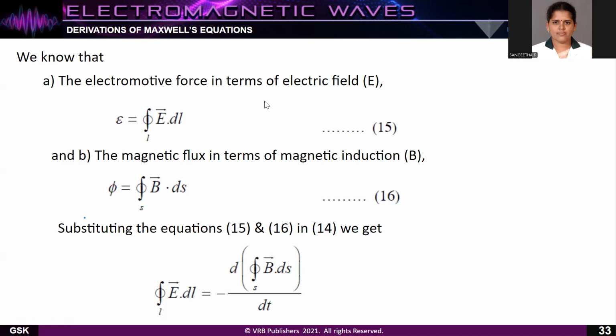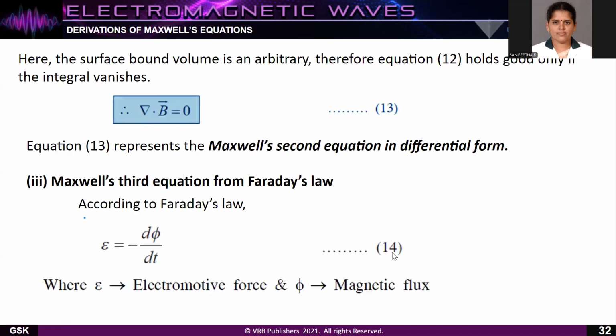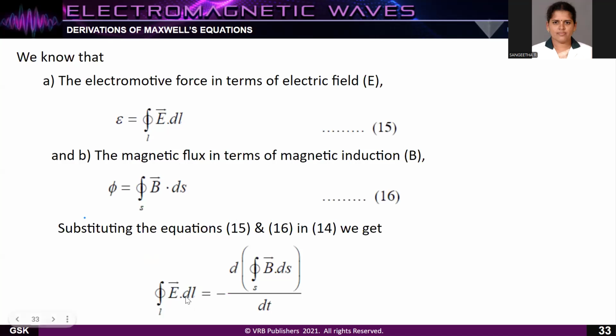We know that the electromotive force in terms of electric field we can write as E is equal to the closed line integral of E vector dot dl. Similarly, what is magnetic flux in terms of magnetic induction? It is phi is equal to the closed surface integral of B vector dot dS. Substitute equations 15 and 16 in equation 14. When you substitute, the closed line integral of E vector dot dl is equal to, on the right-hand side, minus d by dt of phi. What is the phi value? Surface integral of B vector dot dS.